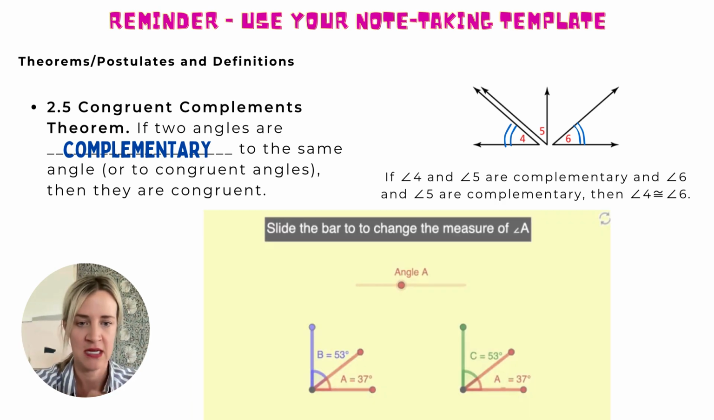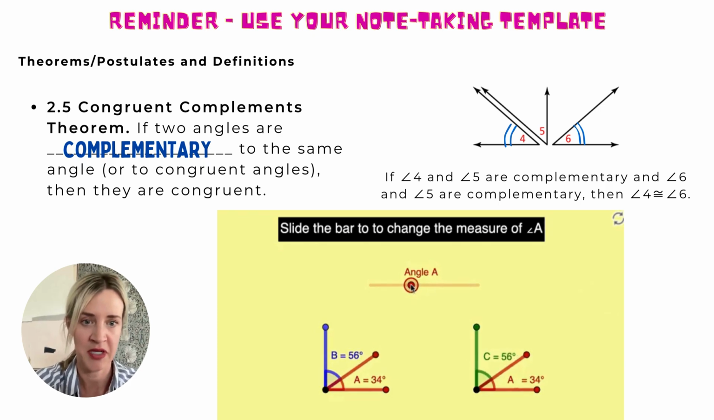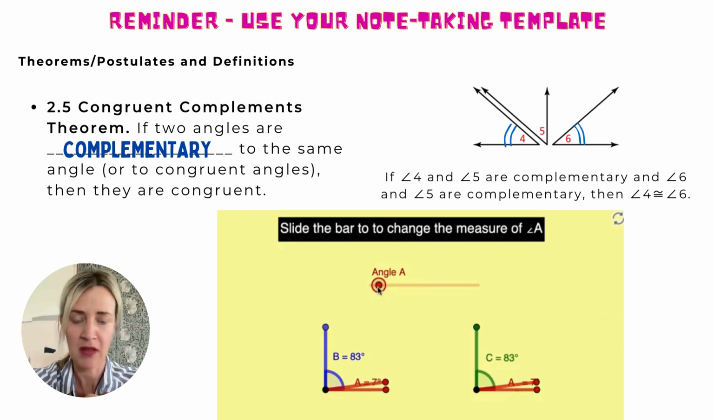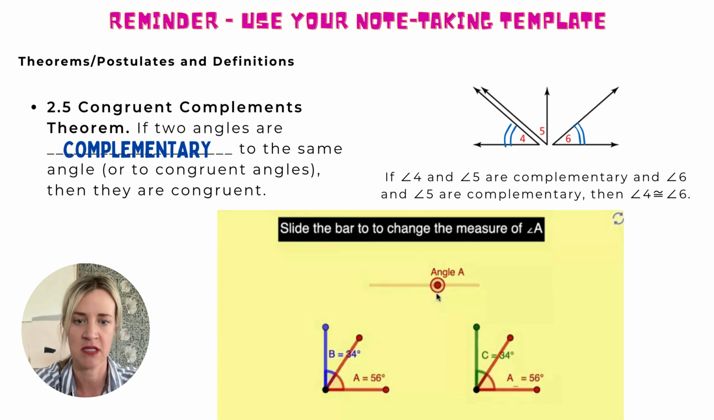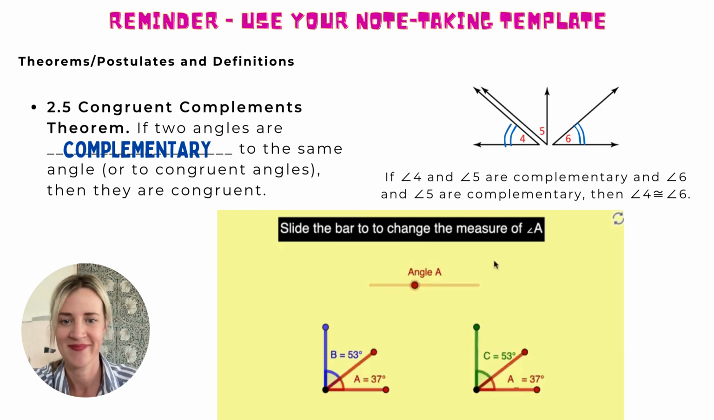And you can kind of see that here in the applet as well, for angle A. Those angles are the same. So no matter how we slide it, those two angles are the same if the two angles are complementary. They will be equal.